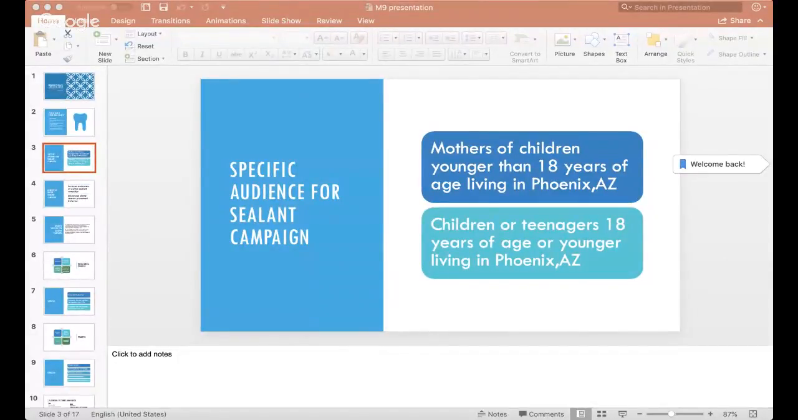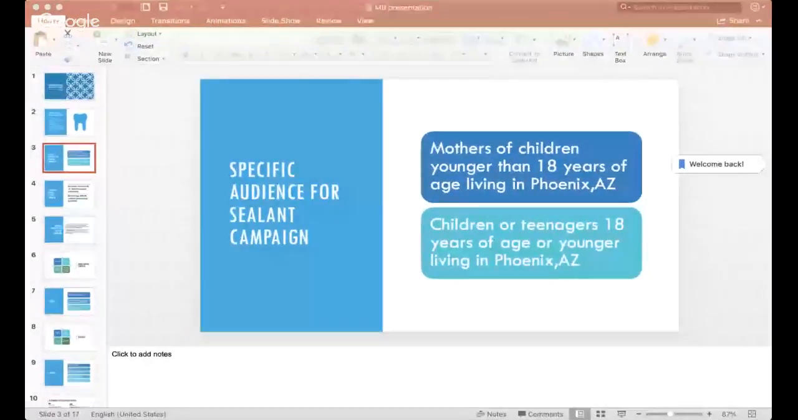And so with the campaign, we have a specific audience. Our specific audience is children, or teenagers, 18 years and younger in Arizona. I picked the location to help bring about this campaign. And on top of that, it's also parents of children ages 18 years and younger, because it's not just the children, but also the parents who help bring about the sealant campaign and help them through the process and bring them to the appointments to get it done.